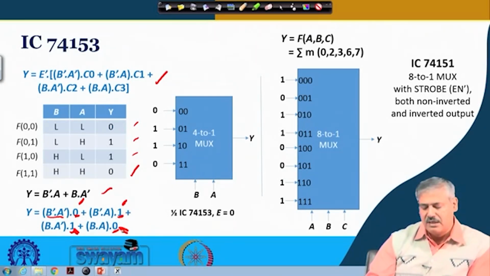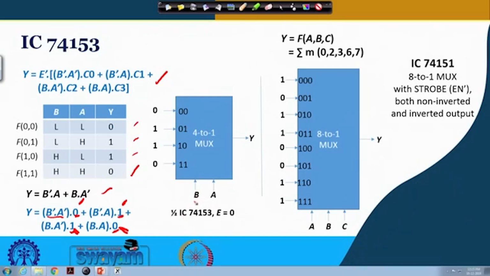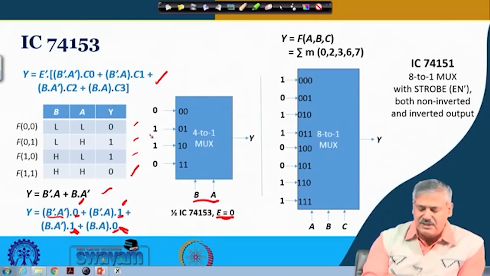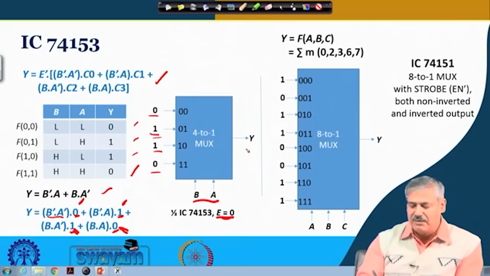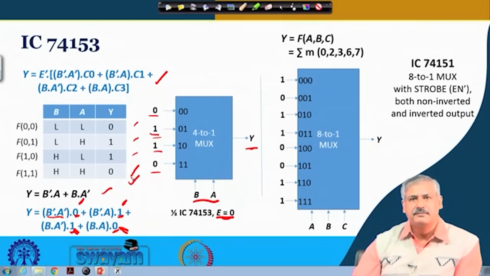So, what do we do? We take only half, the top part or the bottom part, of the IC 74153, one part of it. B and A we connect, just the input is connected. We put E equal to 0, or the strobe equal to 0. If we are taking the top part, then for the strobe G1 we take 0, and the corresponding 1C0, 1C1, 1C2, 1C3 we put as 0, 1, 1, 0, and we take the output from 1Y, the first part, and this particular truth table is realized. Is it clear?